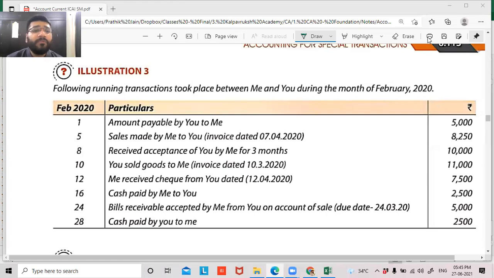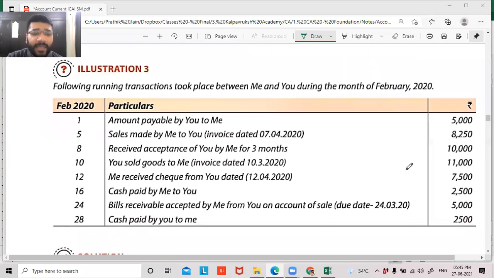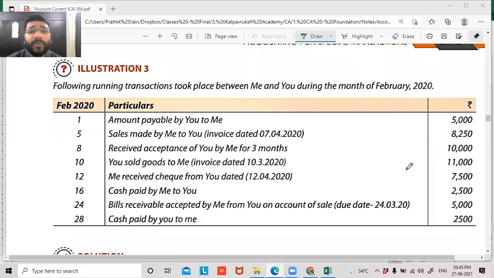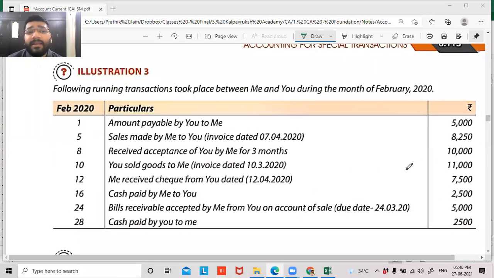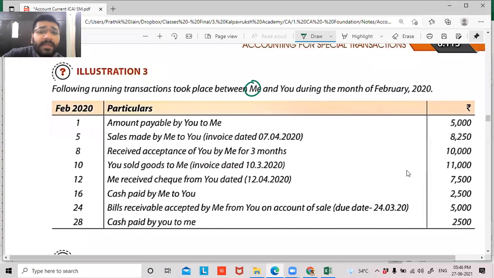It says the following running transactions took place between me and you during the month of Feb 2020. Transactions are given, and as we discussed in the previous class, the interest rate is missing, so that has to be given in the question. In the solution, they say interest at the rate of 12% per annum has to be calculated for a period up to 31st March. Second, we have to understand who is rendering the account current to whom. So me is rendering the account current to you. So can I say the heading will be you in account current with me.